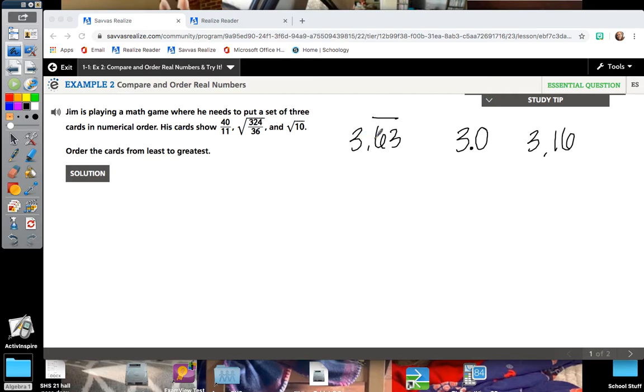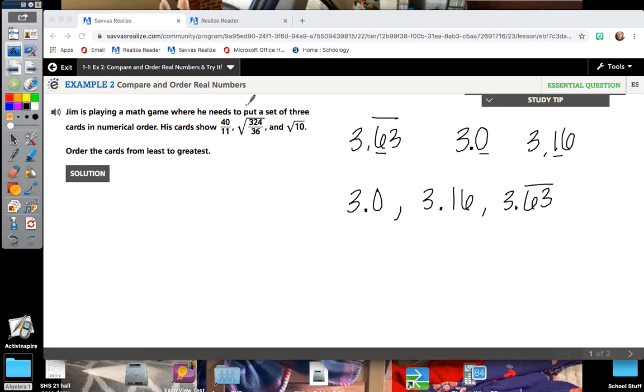So look at your first decimal place. We have 6, we have 0, and we have 1. Which one's the least? Well, 0. So that's going to go first. Which one's next? That's going to be your 1, so 3.16. And then the highest is 63, so 3.63.